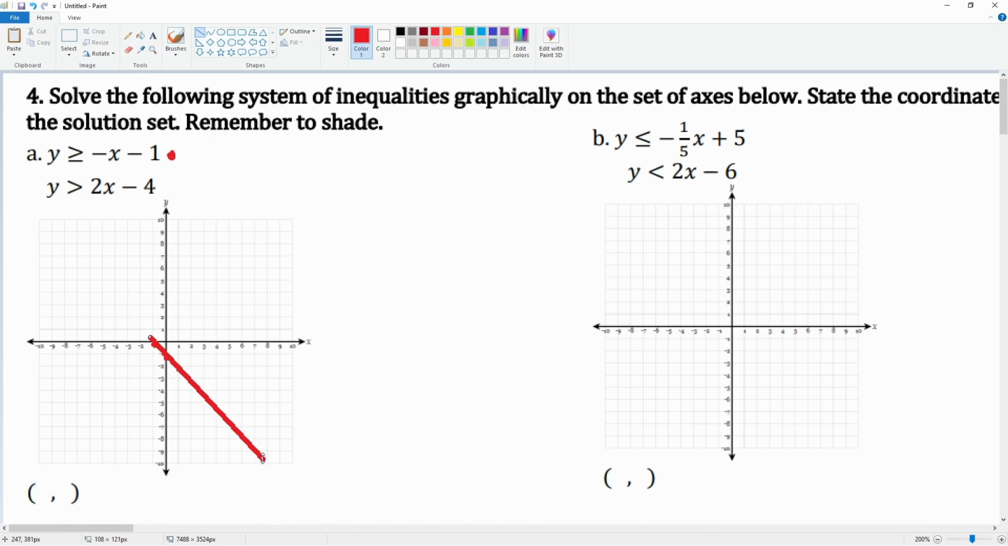Okay, so here we go. That's the first one. And then the second one, we've got to shade, right? So let's shade it here. Let's plug in 0, 0. This is the point 0, 0. So let's plug that in here: 0 for the y, 0 for the x, -1. Is 0 greater than -1? This is true, so we shade towards it.